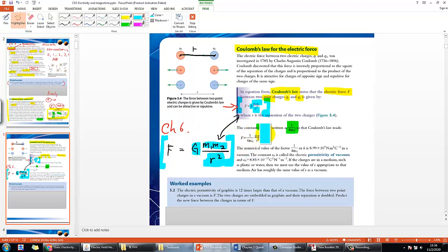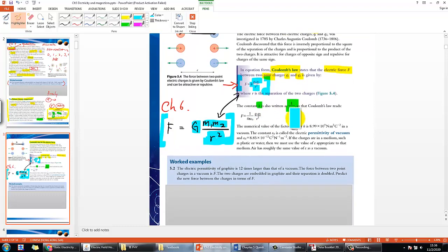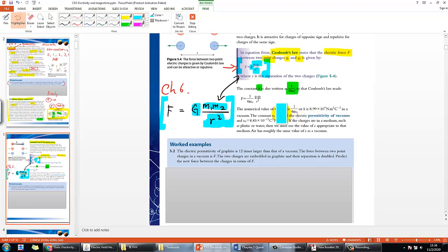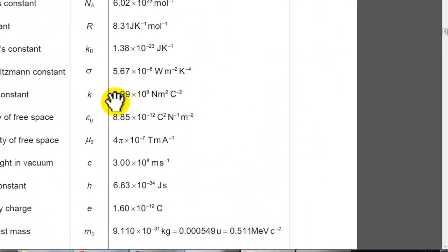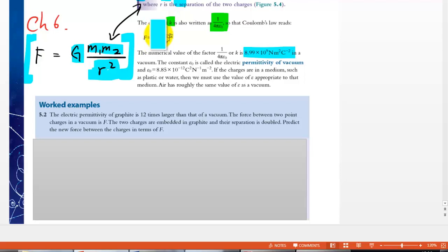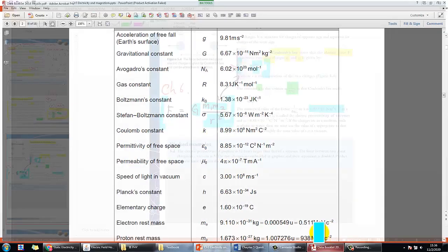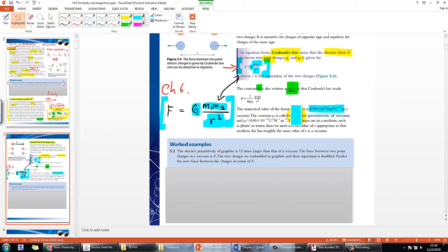The way that you apply it is in fact very similar to what you learned in chapter 6. So let's try to do some exercise. For the constant here, which is equivalent to this number, you can also find it in the data booklet. Let me show you. That should be here. You can see 8.99 times 10 to the power of 9. That is k, the constant in this equation. So you don't have to find out the pi and epsilon. You can still find it, but you can just use k directly. For this one, you may find it useful in the future, but not now.